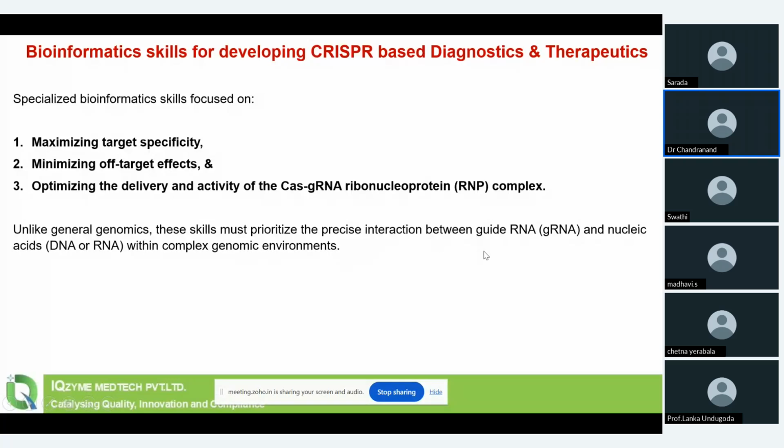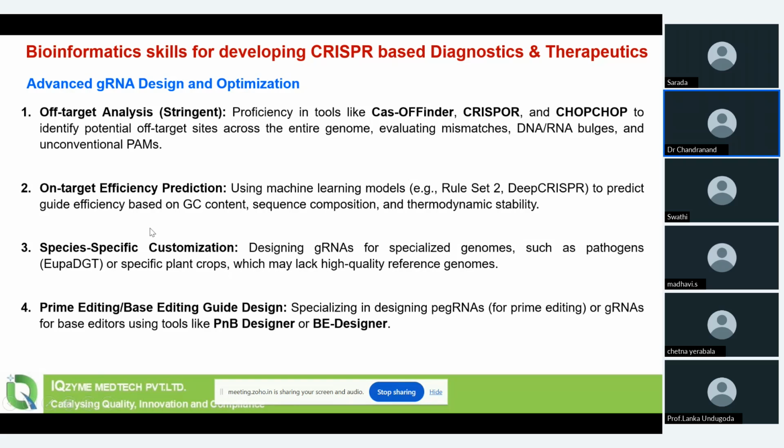As I mentioned earlier, designing the guide RNA is the most complex thing. If you fail here, then there is a problem. So you design the guide RNA and then validate it by repeatedly doing laboratory experiments for the nucleic acid that you intend to cut. Once you have done the validation there, only then do you move towards the other steps. Advanced guide RNA design and optimization, as I said earlier. Off-target analysis requires proficiency in tools like Cas-OFFinder and CRISPR.